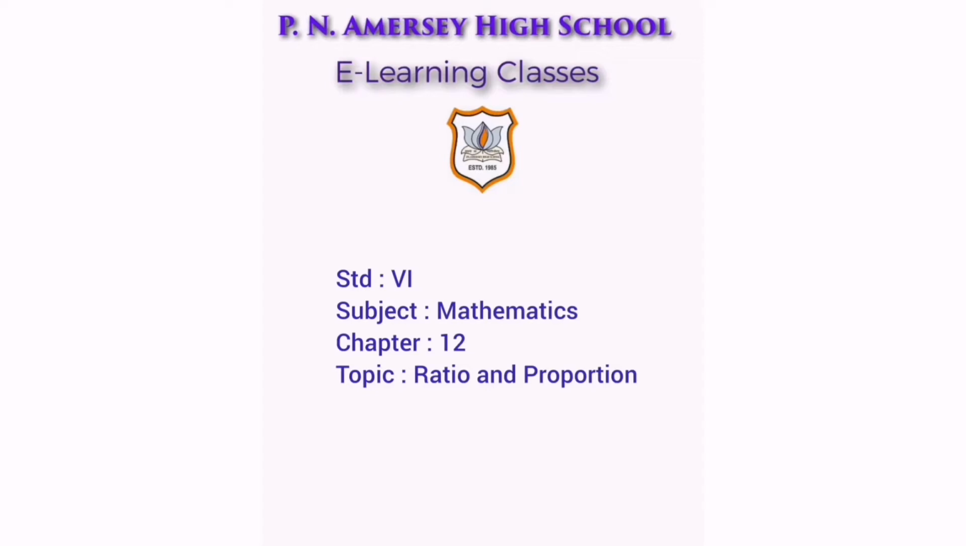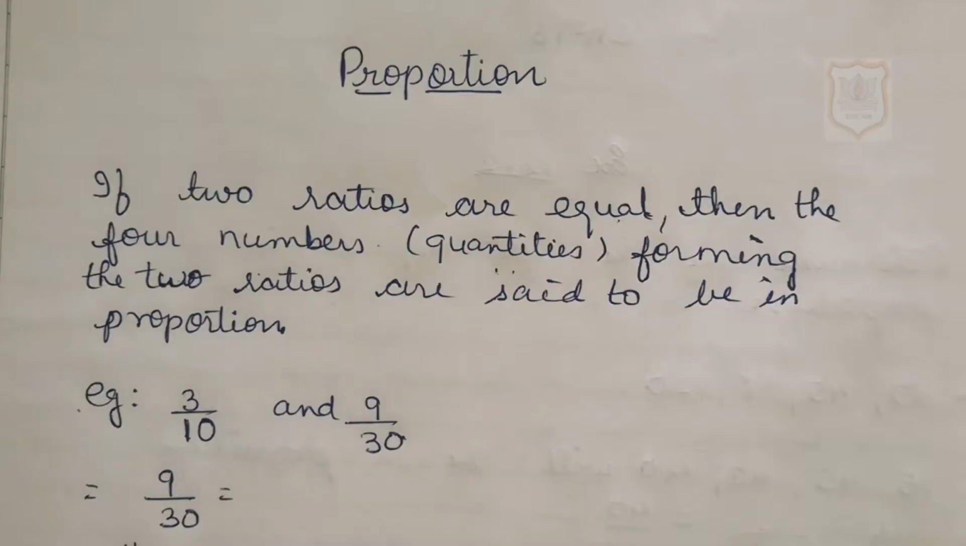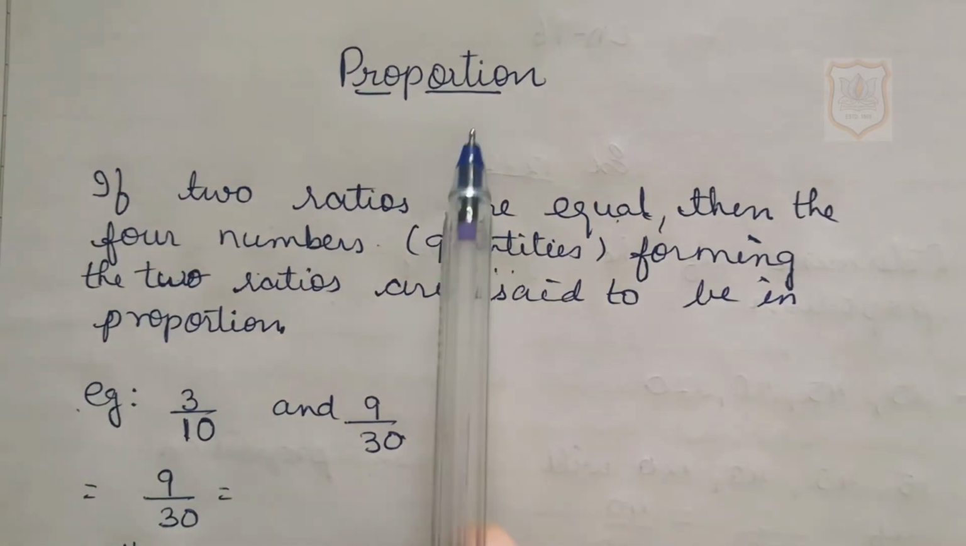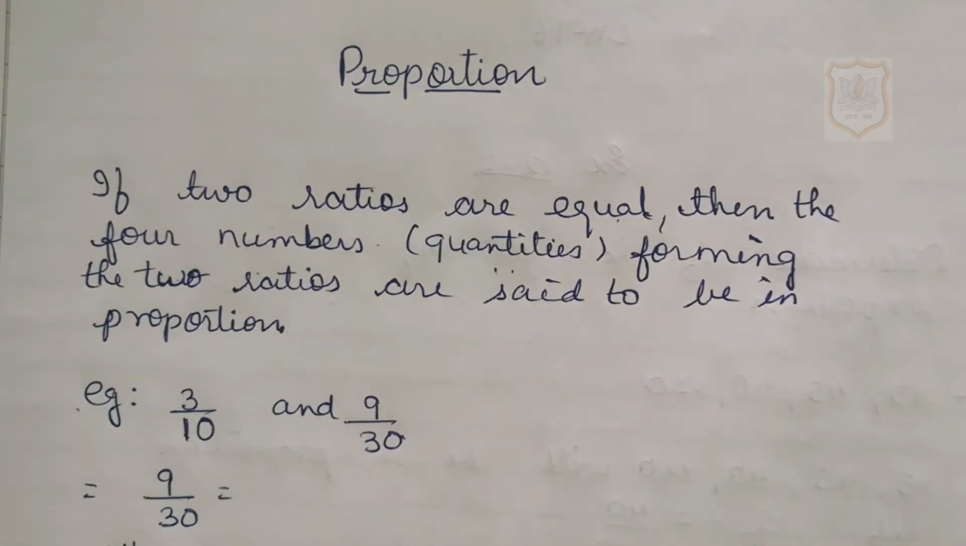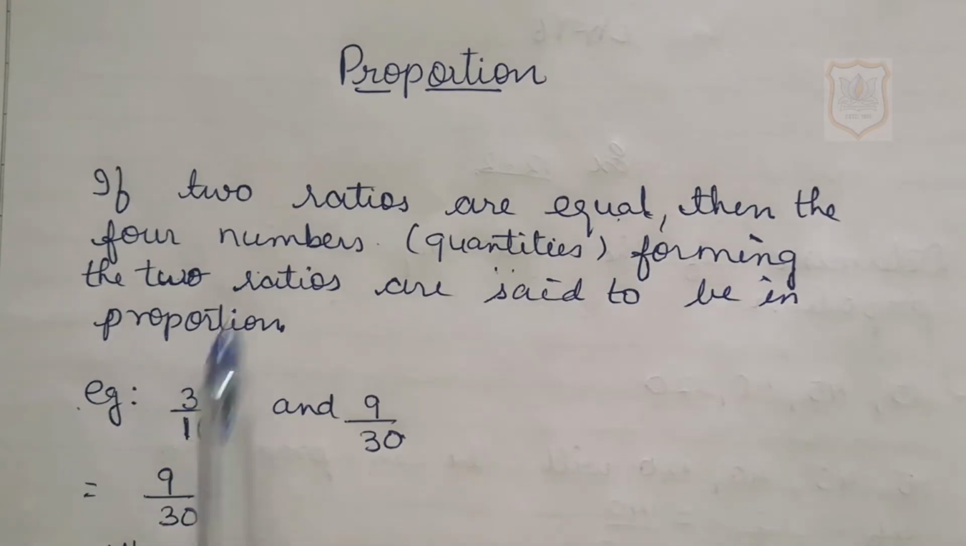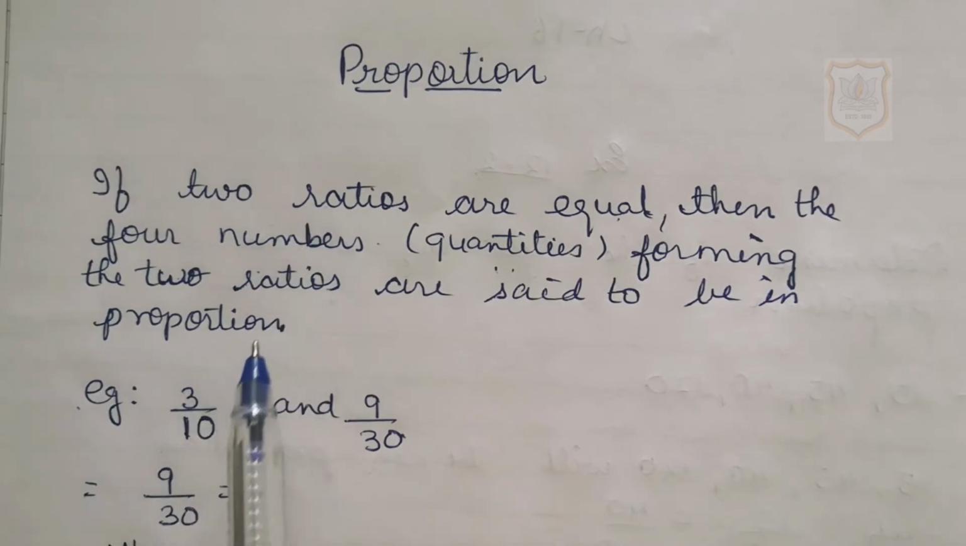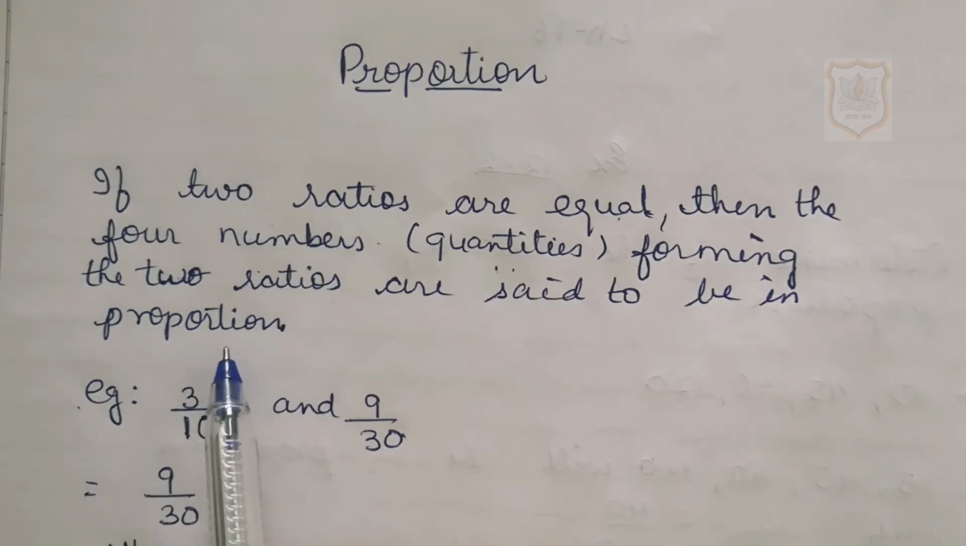We will continue with our chapter number 12, Ratio and Proportion. Now our next topic in ratio and proportion is proportion. If two ratios are equal, then the four numbers, quantities forming the two ratios are said to be in proportion. Students, here what is given is that if the two ratios are equal, then they are said to be in proportion.